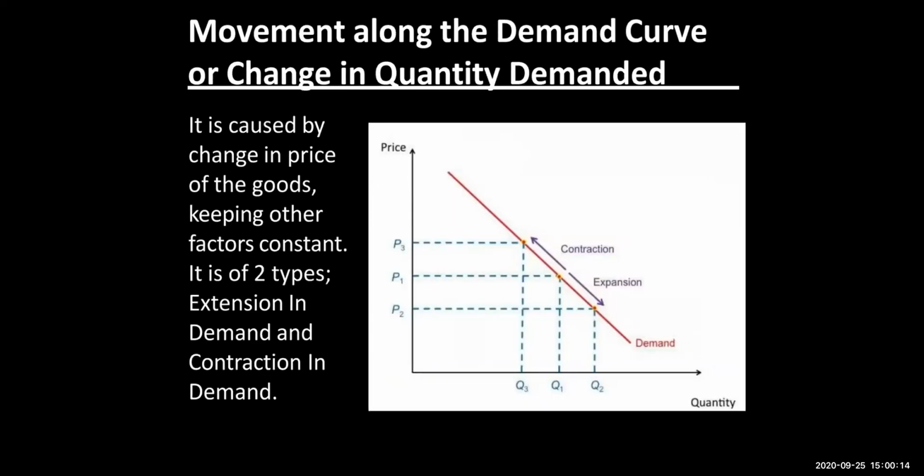Now talking about movement along the demand curve or change in quantity demanded. Here we are going to assume that price alone is a variable factor and the other factors are constant. We have already studied all the factors affecting demand. So in that we are assuming that price being variable, when price increases or decreases, the quantity demanded either increases or decreases, which means that with the increase in price, the demand decreases, which means there is contraction of demand.